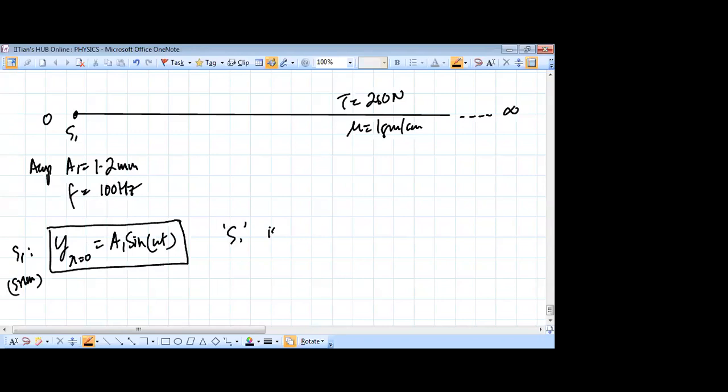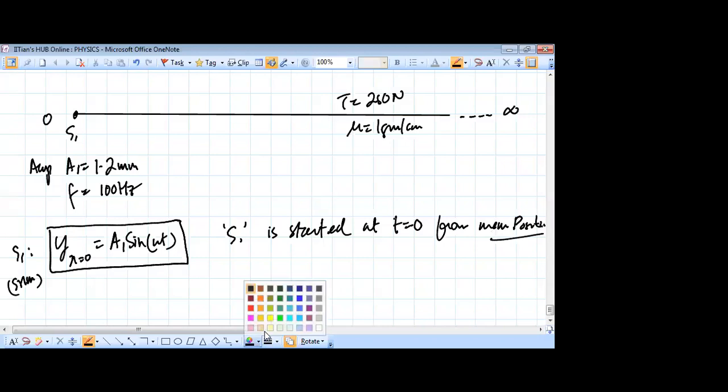S1 is started at t equal to 0 from the mean position, so it's E sine omega t plus phi. Here phi has been taken as 0. Now what kind of wave equation would it create?